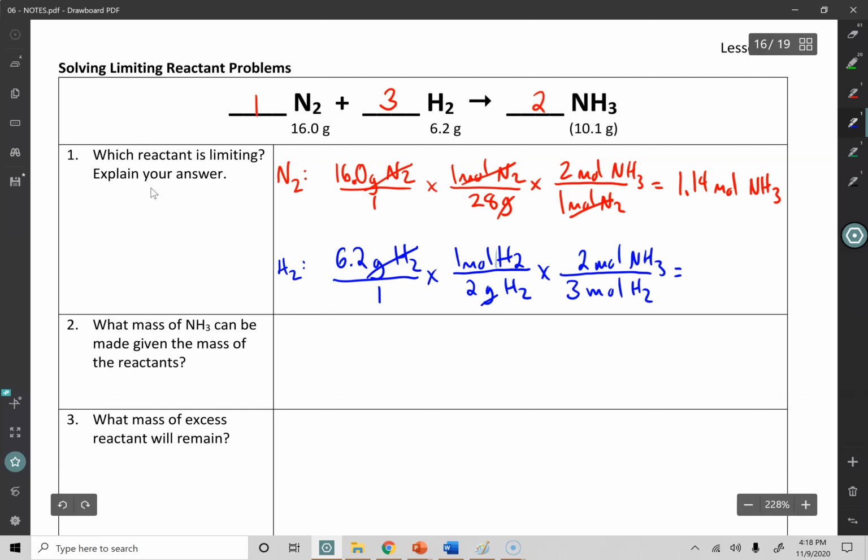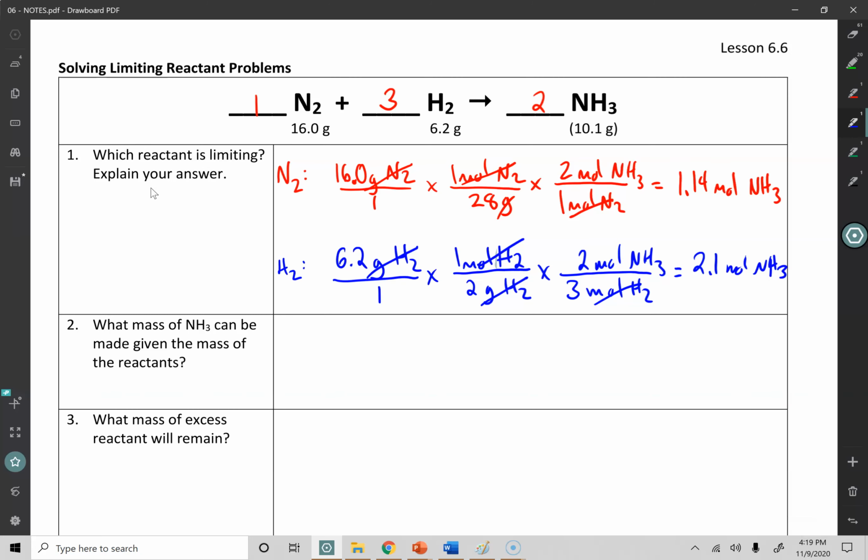Grams of hydrogen cancel, moles of hydrogen cancel. I'm left again with just moles of NH3. So I'll take 6.2 times 2. I guess I could have just canceled those 2's as well. And I'm coming up with about 2.1, we'll go to the correct number of sig figs, moles NH3.